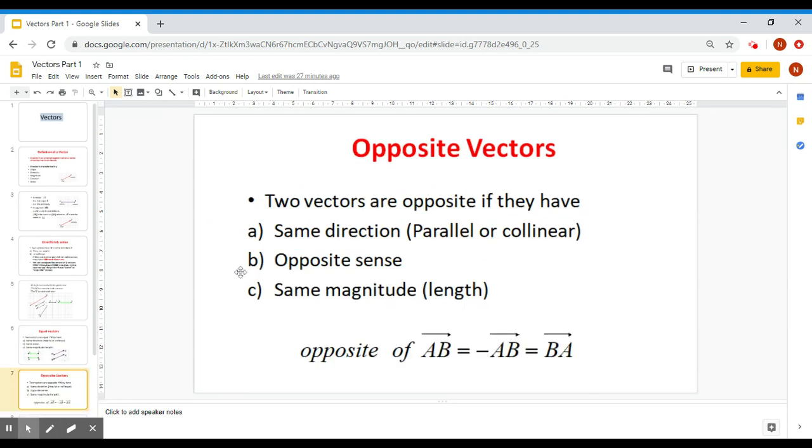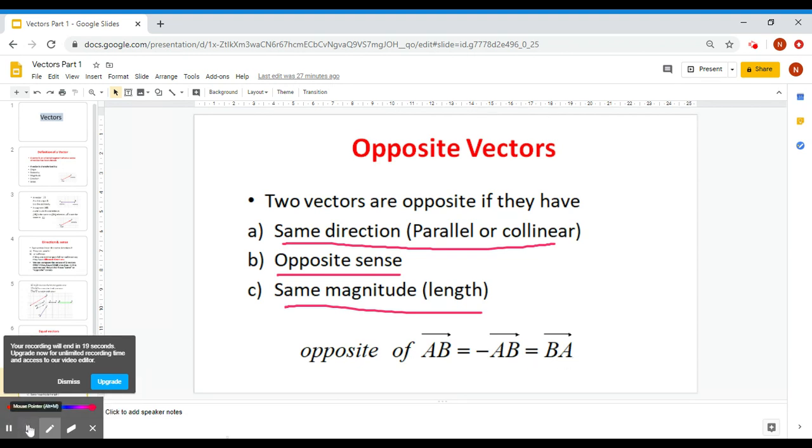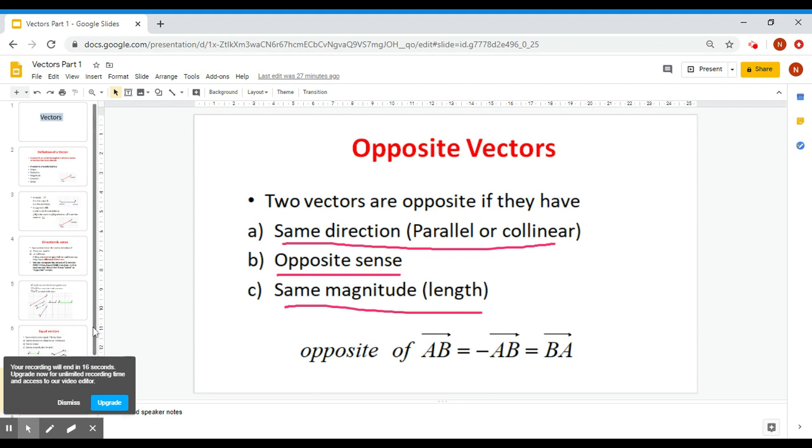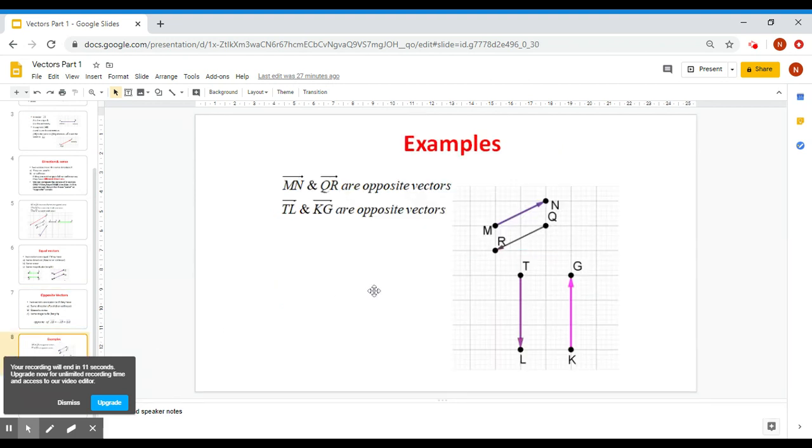Now, when we say opposite vectors, what do we mean by opposite vectors? Opposite vectors, they have the same direction, so they are parallel or collinear, opposite senses, and the same magnitude. So the only difference between equal and opposite vectors is that they have opposite senses. Now, the opposite of AB is minus AB, which is BA. These are examples of opposite vectors.